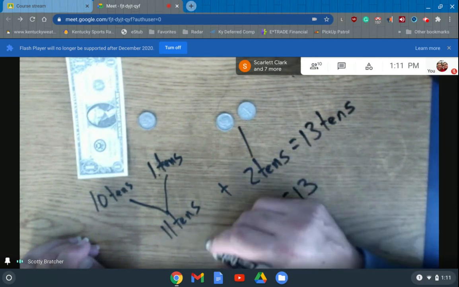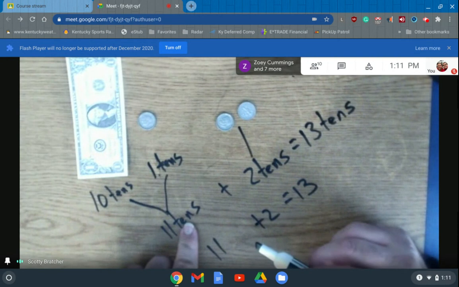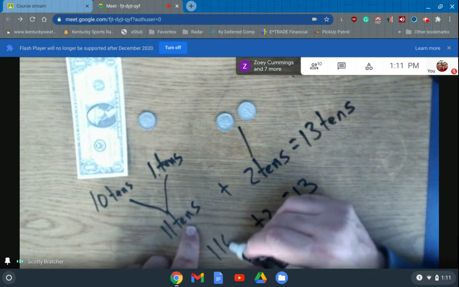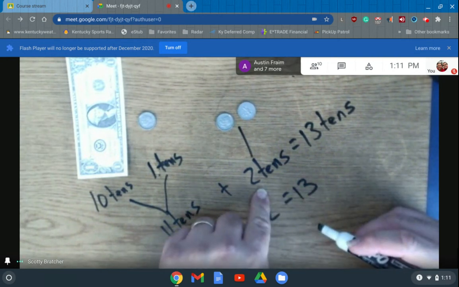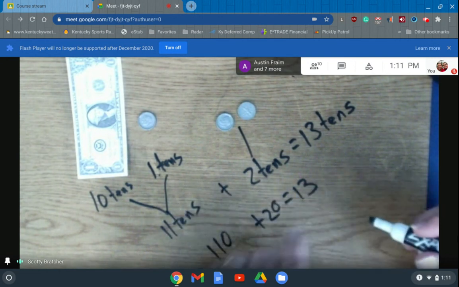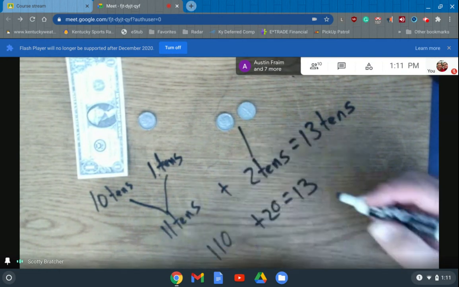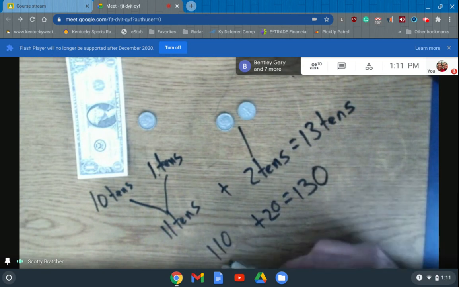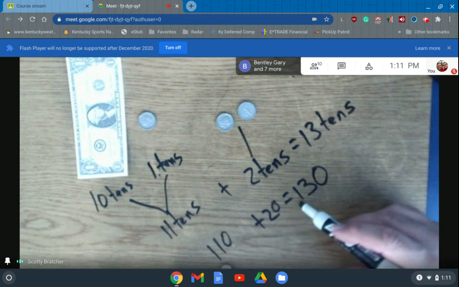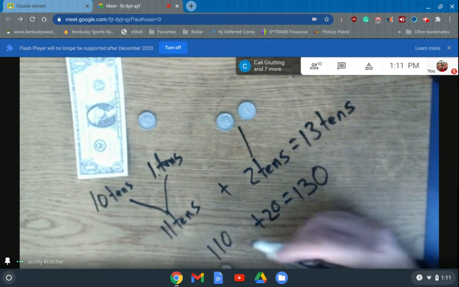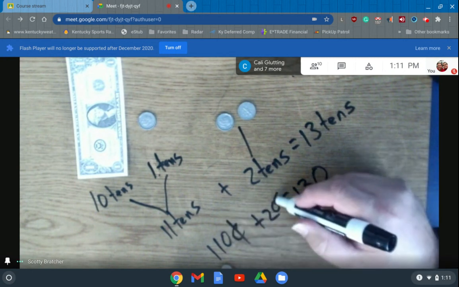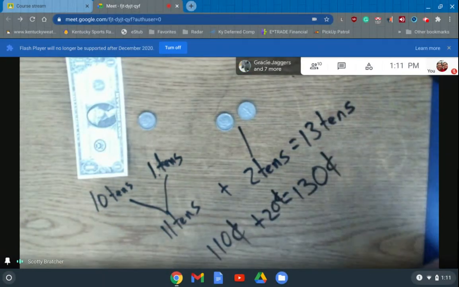So I'm going to make this over here 11 tens. The word ten is going to turn into a 0. 2 tens, I put a 0. 13 tens, the word ten is going to turn into a 0. I now have 110 plus 20 equals 130. And these are cents. So I have 130 cents.